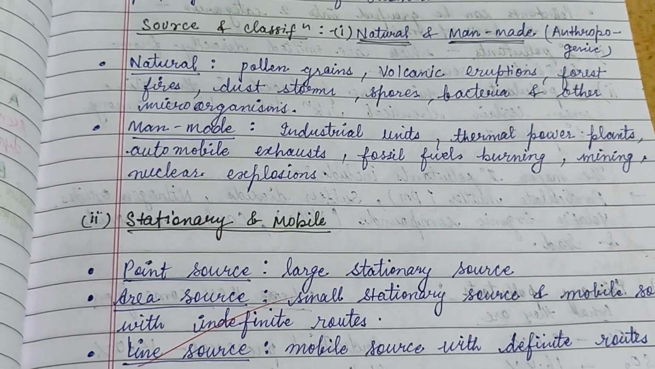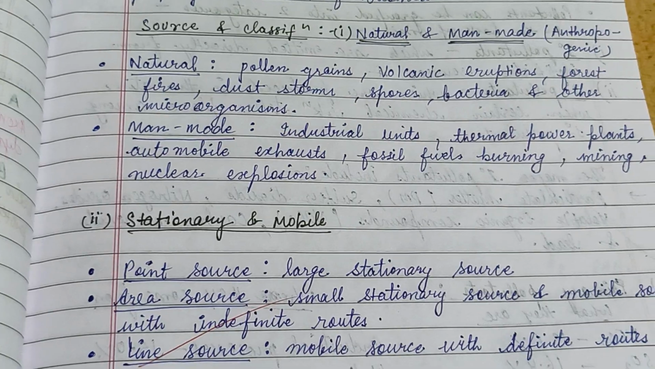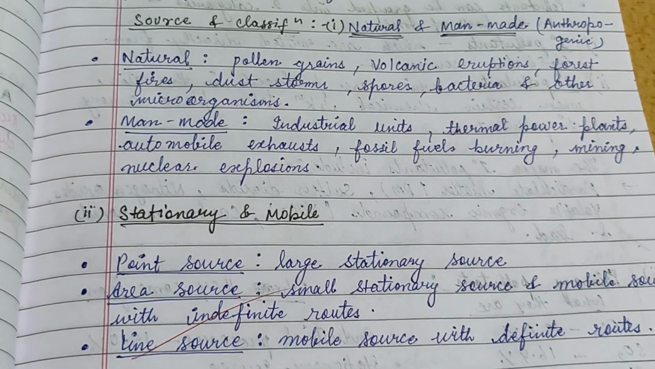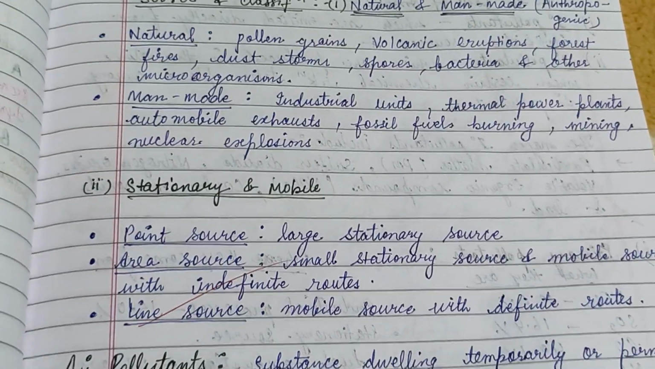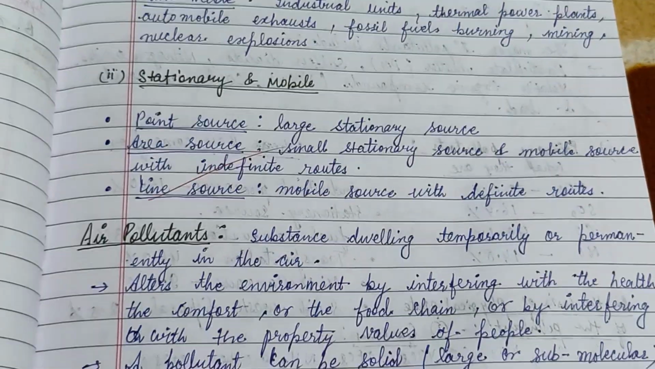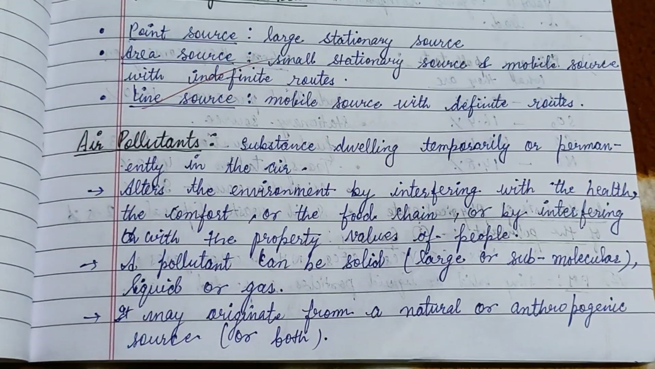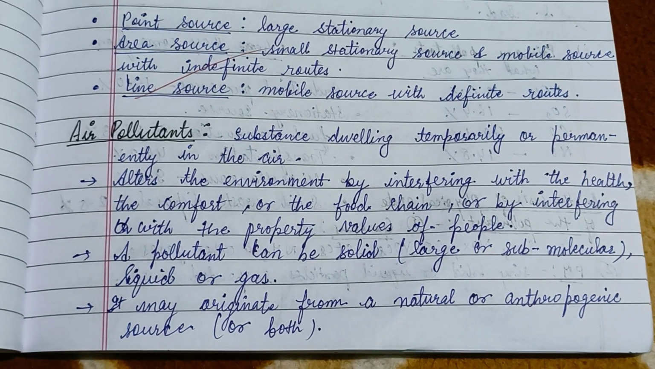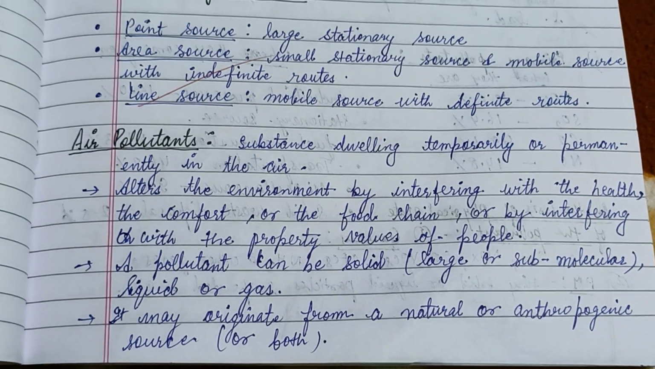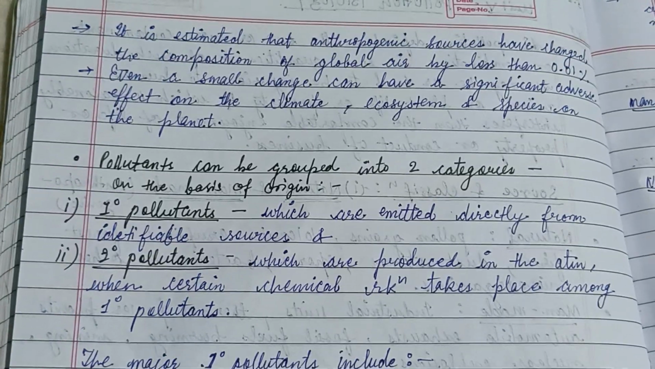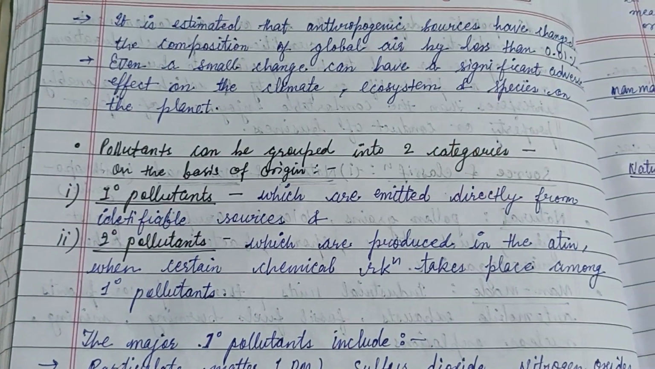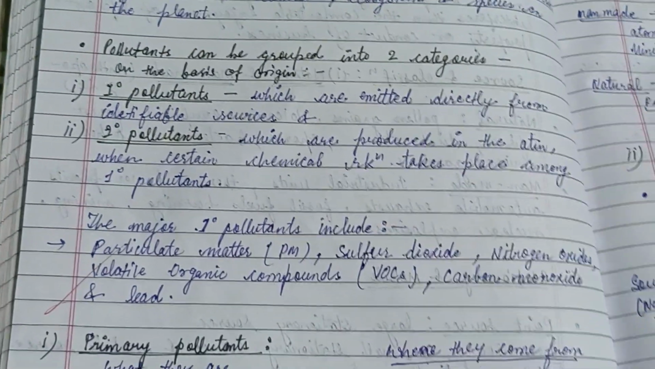Natural sources may be pollen grains, volcanic eruptions, and other natural disasters, and man-made sources include industrial units, thermal power plants, automobile exhaust and others. Sources can be stationary and mobile, point sources and area sources. A pollutant is defined as a substance dwelling temporarily or permanently in the air. It can be grouped into two categories: primary pollutants and secondary pollutants.